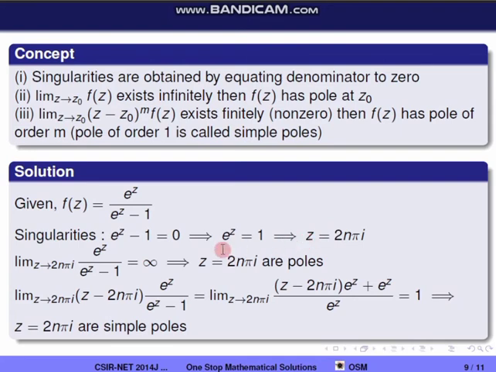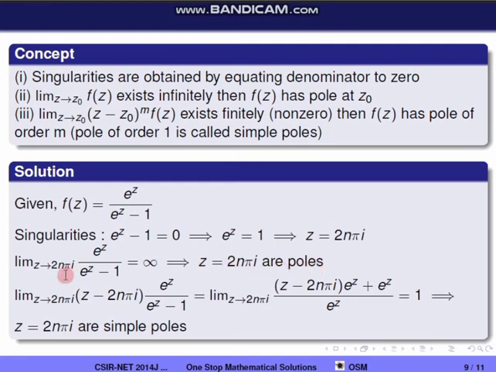For that, I am finding the limit as z tends to z0 of f of z. So limit z tends to 2n pi i of e power z by e power z minus 1. When I apply the limits, I am getting the value as 1 by 0, which is equal to infinity. So the limit exists as infinity. So this implies z equal to 2n pi i are poles.